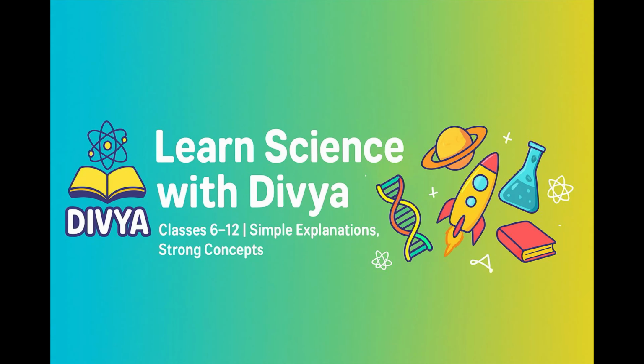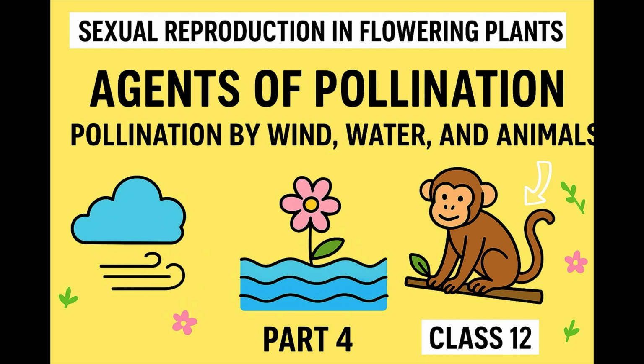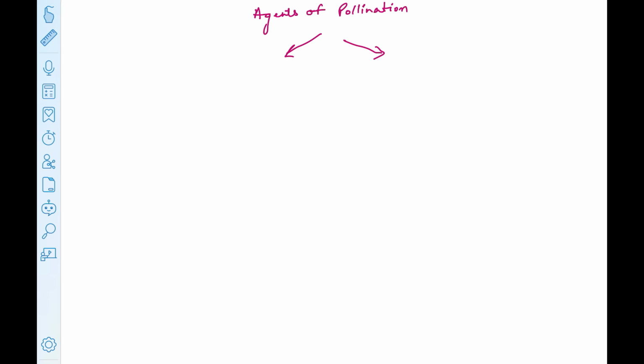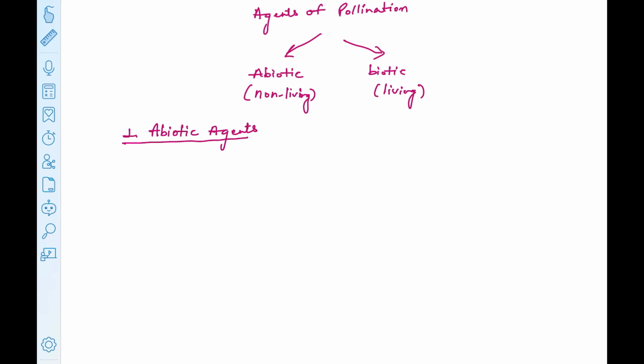Today we are going to discuss agents of pollination. There are mainly two categories, abiotic and biotic. And we know abiotic means all the non-living things and biotic means living things. Let's first discuss abiotic agents. So these include natural forces like wind and water.